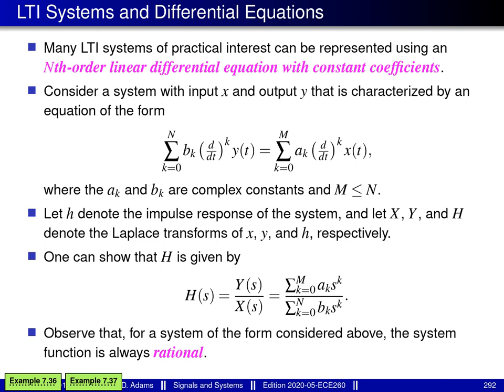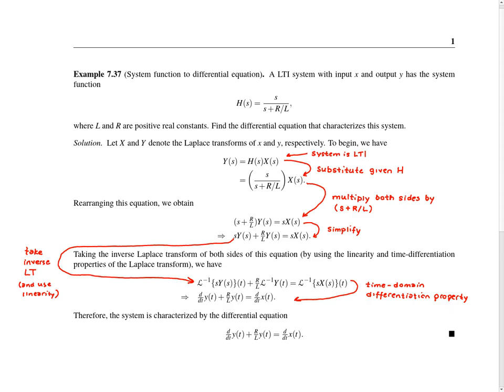Next, I'd like to consider example 7.37. In this example, we're given an LTI system with input little x and output little y that has a system function big H, where big H is given by this particular formula here, and L and R are positive real constants. Then we're asked to find the differential equation that characterizes this system.